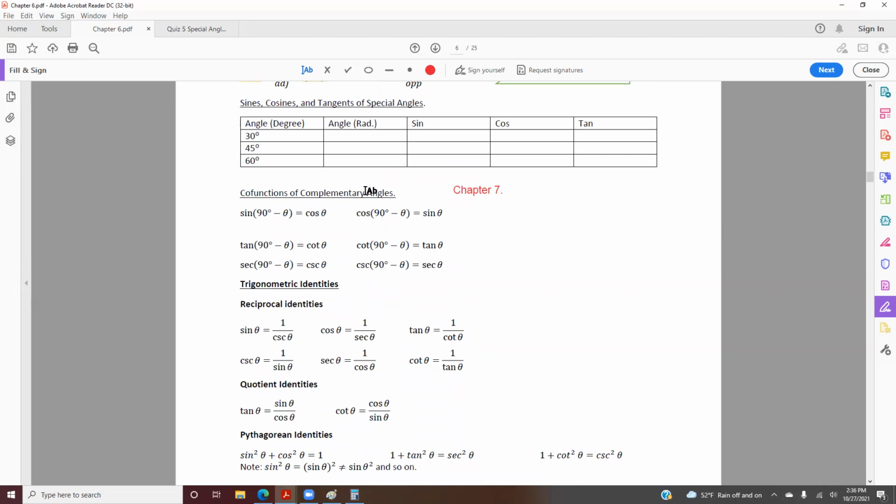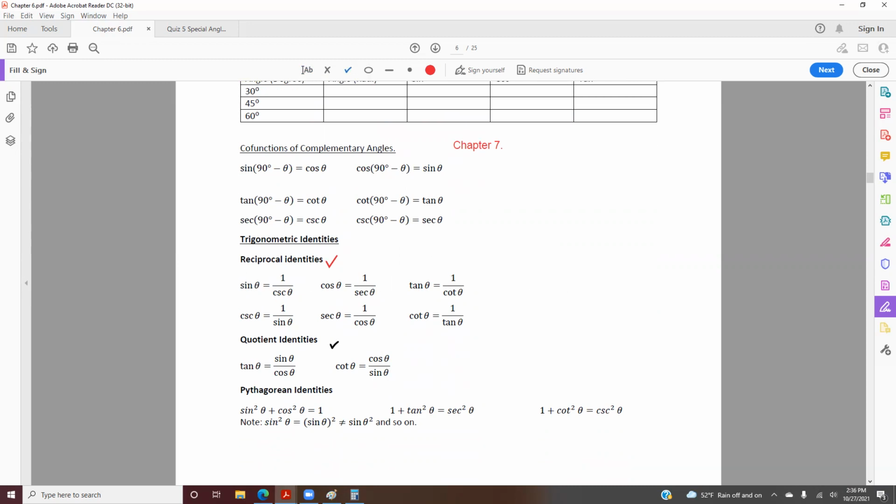Some of the formulas you already know, like the reciprocal identities, which is sine is 1 over cosecant, cosine is 1 over secant, tangent is 1 over cotangent. I think that one you guys are familiar with. Now there is also another set of identities called the quotient identities. These quotient identities change tangent or cotangent in terms of sine and cosine.